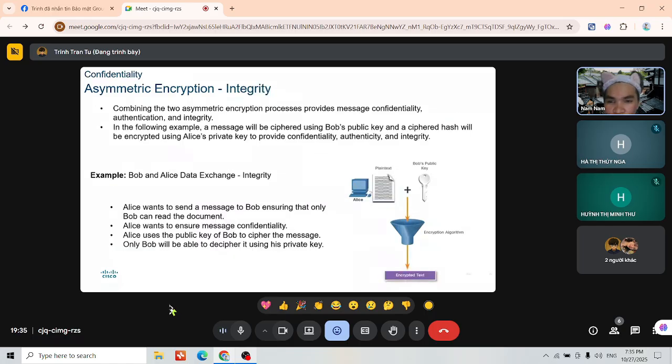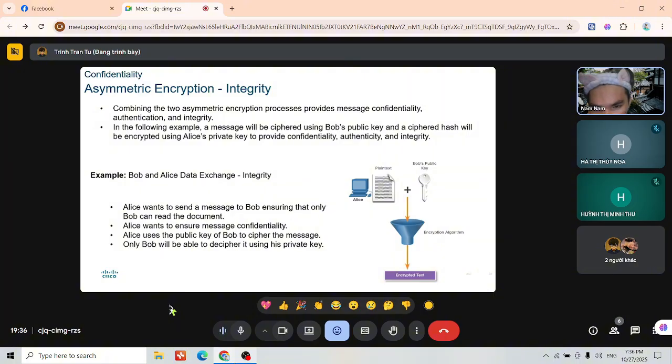Combining the two asymmetric encryption processes provides message confidentiality, authentication and integrity. For example, a message will be encrypted using Bob's public key, and a cryptographic hash will be encrypted using Alice's private key, to provide confidentiality, authenticity, and integrity.